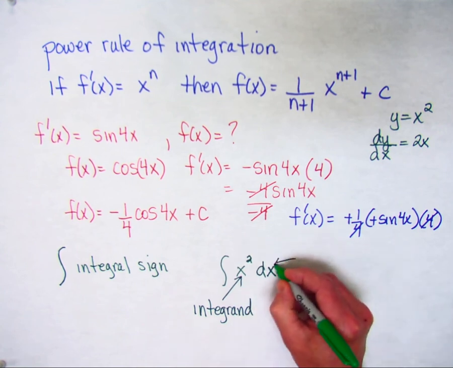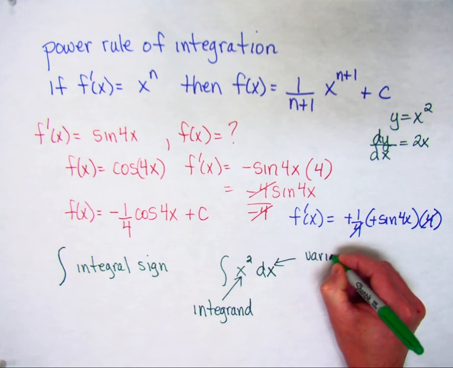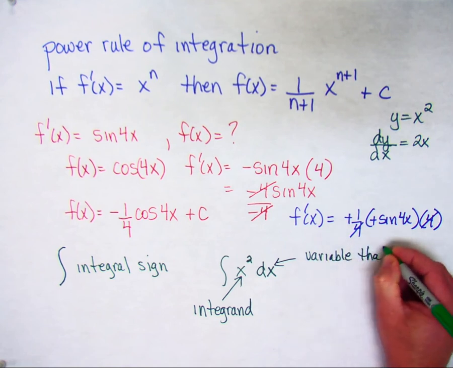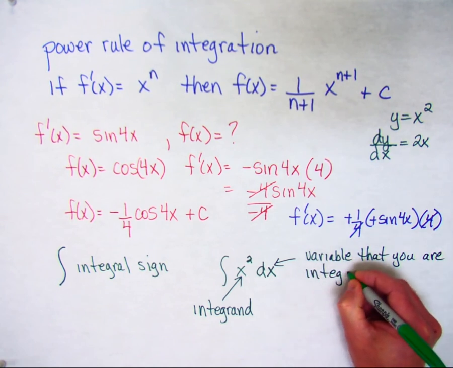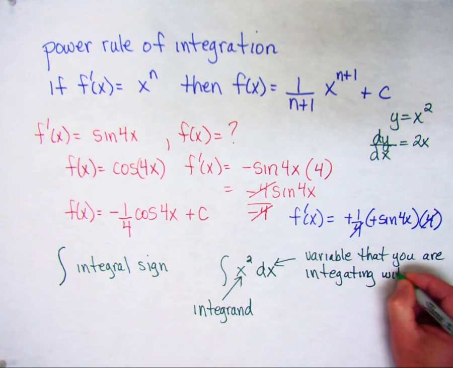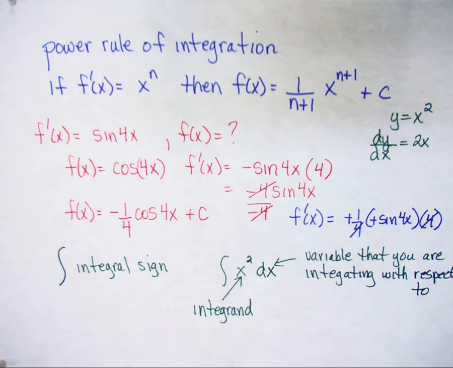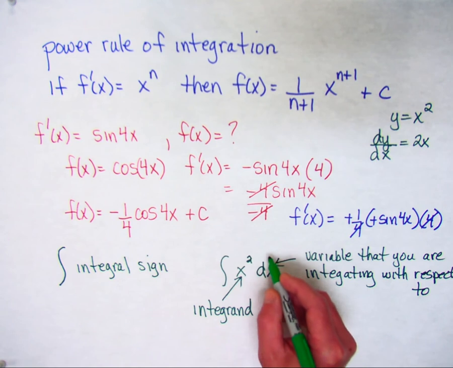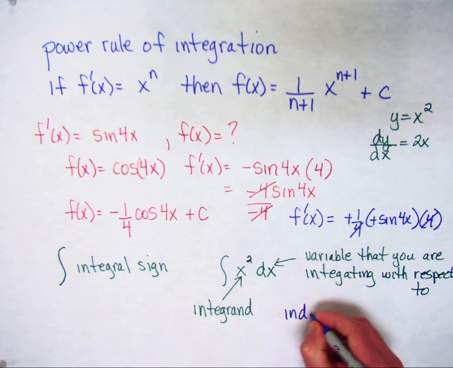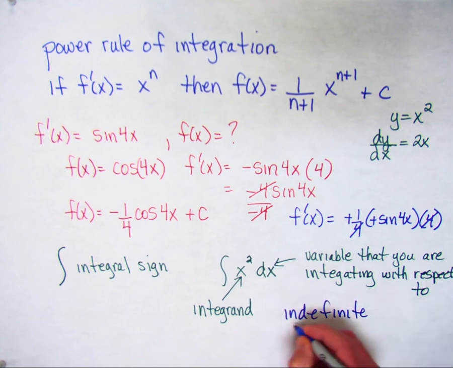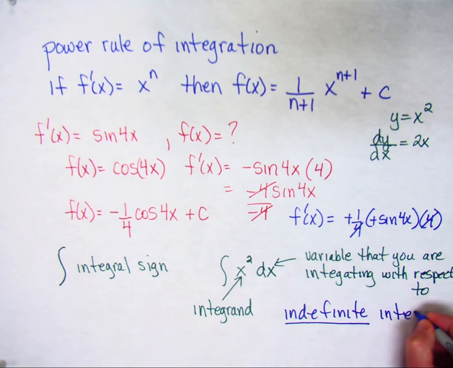And this dx simply indicates the variable that you are integrating with respect to. So don't let that bother you. That doesn't change how you do the question. It simply has to be there to indicate that you're taking the integral with respect to x. Now overall, this whole expression is given a name. It's referred to as an indefinite integral. And the reason why it's indefinite is because we don't know the value of c.